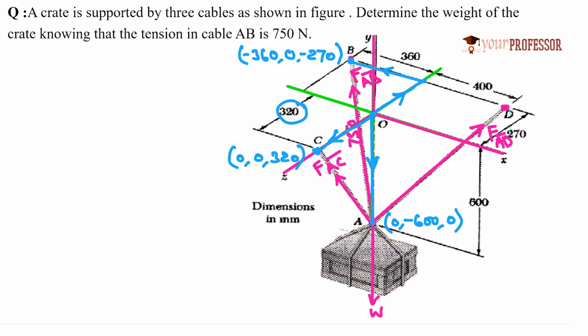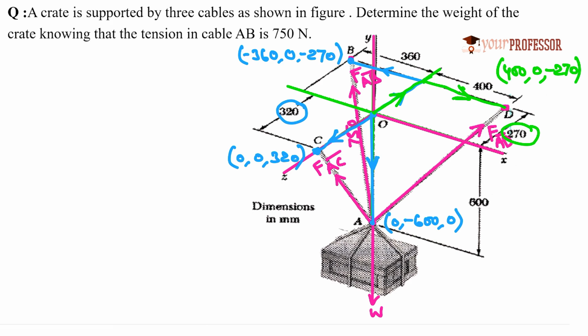So let's find the coordinates of D. In order to find the coordinates of D, I will travel in this direction, later in this direction. So along negative z and positive x. Along positive x I have traveled a distance of 400, and along y direction 0, and along z direction it is minus 270. So now I have got the coordinates of A as well as B, C and D.